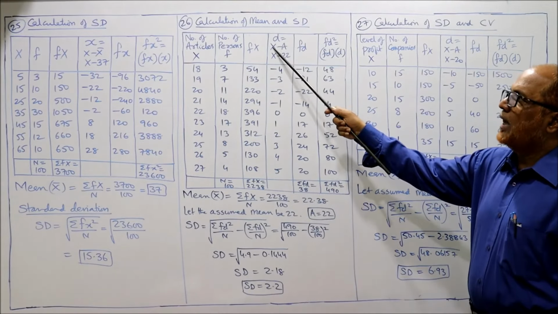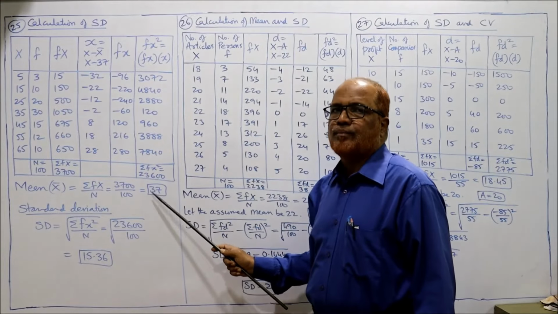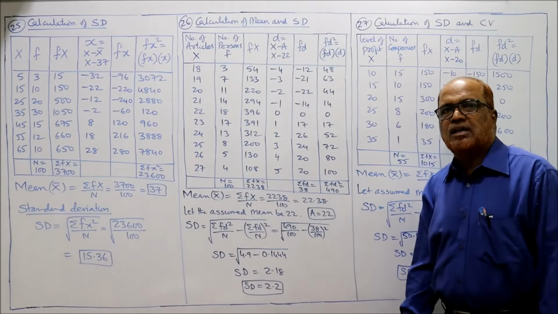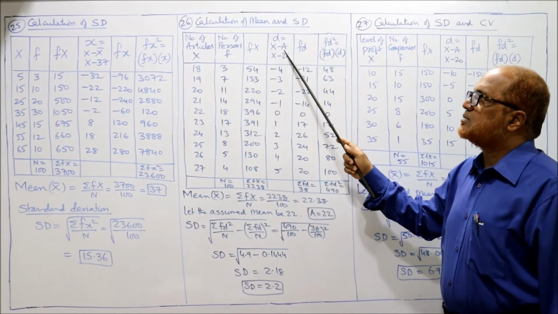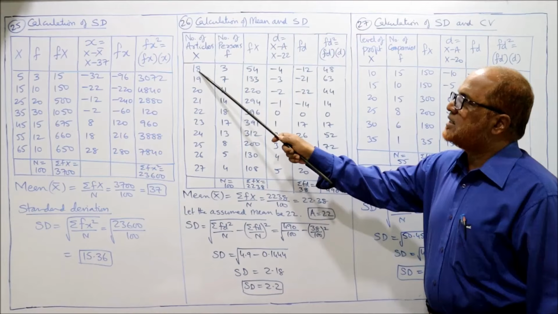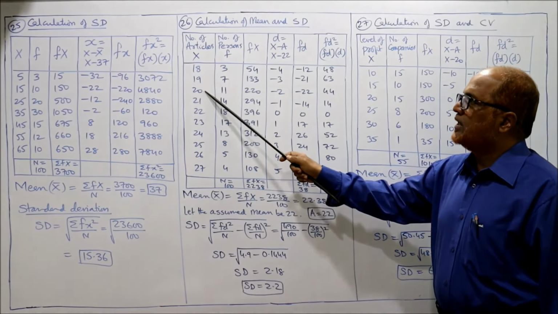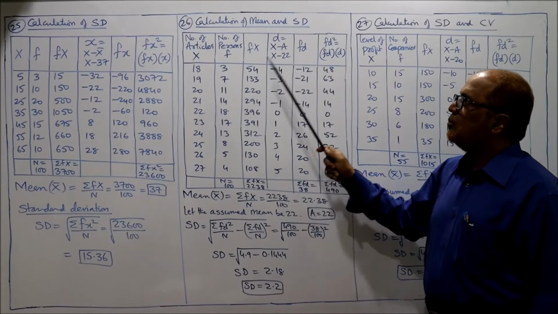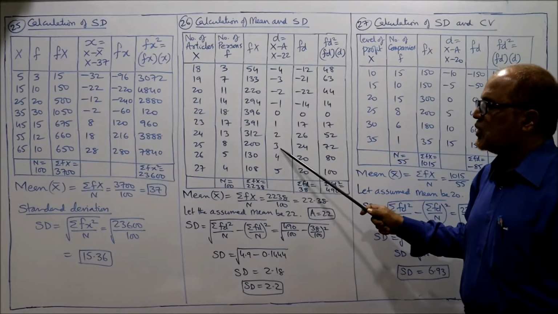तो d is equal to x minus a. यहाँ पर x लिया था क्योंकि एक्चुअल मीन से डिविएशंस थे. एक्चुअल मीन से डिविएशंस लिए थे, लेकिन यहां पर assumed मीन से डिविएशंस ले रहे, इसीलिए मैं डिफरेंशिएट करने के लिए d ले लूं. d is equal to x minus a. a is 22. तो x minus 22, 18 minus 22 minus 4, 19 minus 22 minus 3, 20 minus 22 minus 2, 21 minus 22 minus 1, 22 minus 22 0, 23 minus 22 1, 2, 3, 4, 5.